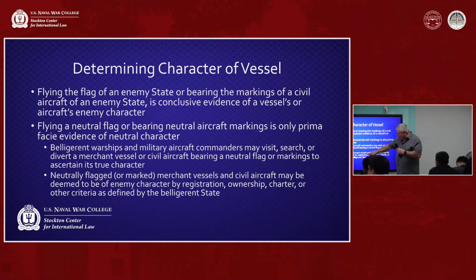And if you are a neutral vessel, you could still be considered an enemy merchant vessel if you are registered in the other belligerent state, if you're owned by a private corporation, for example, in the other belligerent, if you're under charter of the other belligerent, or other criteria that might be defined by the belligerent state.